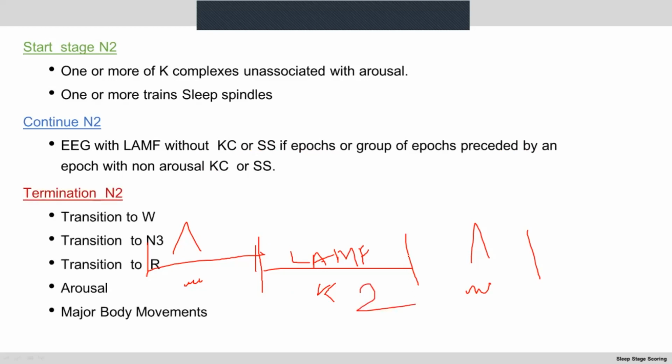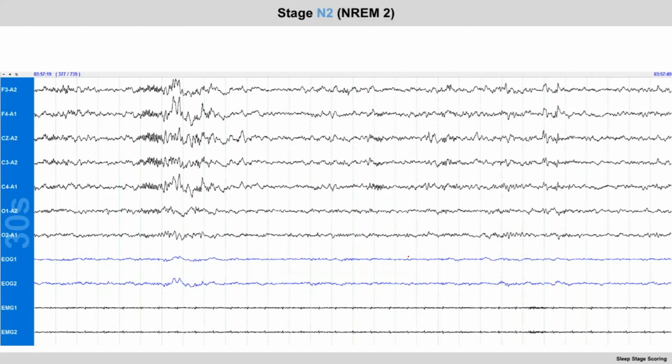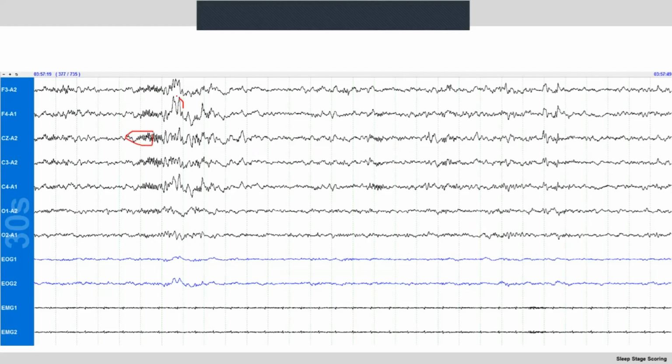N2 can go to wake stage, N3, R stage, arousal, major body movements. So this is how non-REM 2 or N2 looks like, and spindle is present here. K complex is also present here. So this is K complex, and this stage is N2. You can see this K complex is also appearing in EOG. This is K complex artifact in EOG or EEG artifact in EOG.